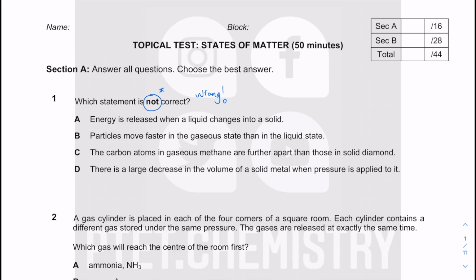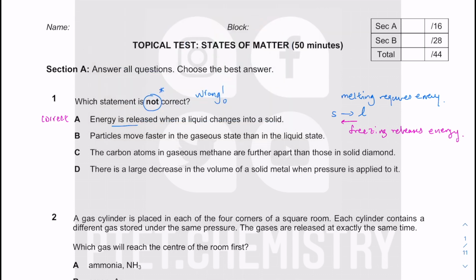So we have: energy is released when a liquid changes into a solid. We know that when a solid goes to liquid, that is melting, and melting requires energy. Melting requires heat energy to be absorbed, which means when you go the other way, liquid going to solid, freezing will release energy, because energy is simply converted from one form to another. So going from liquid to solid will release heat energy, and therefore A is a correct statement, which means A is not what you want. Be very careful here.